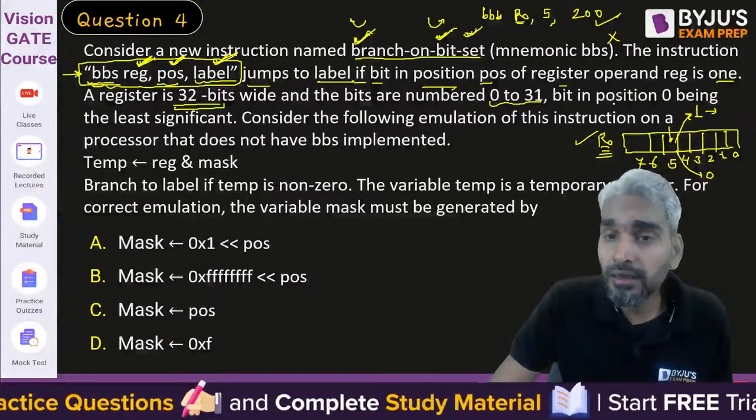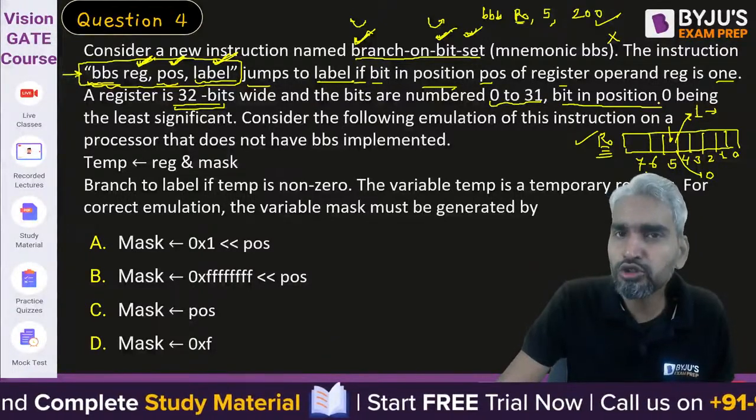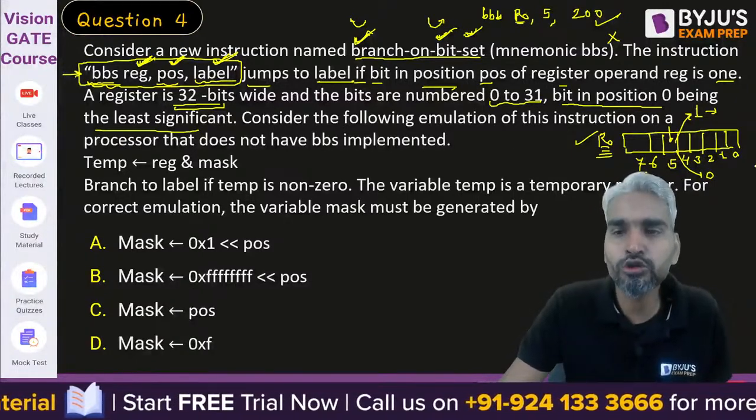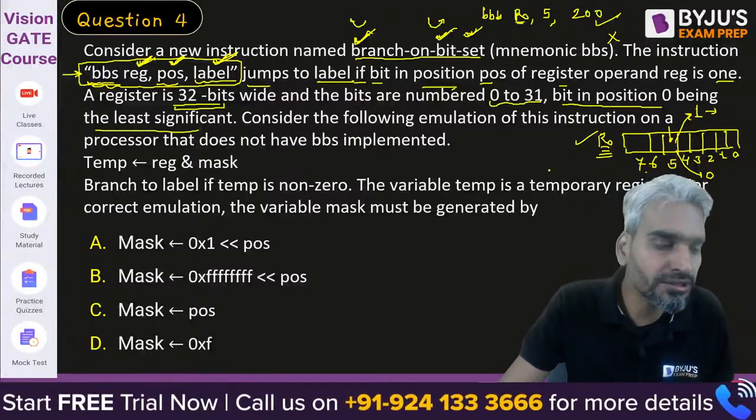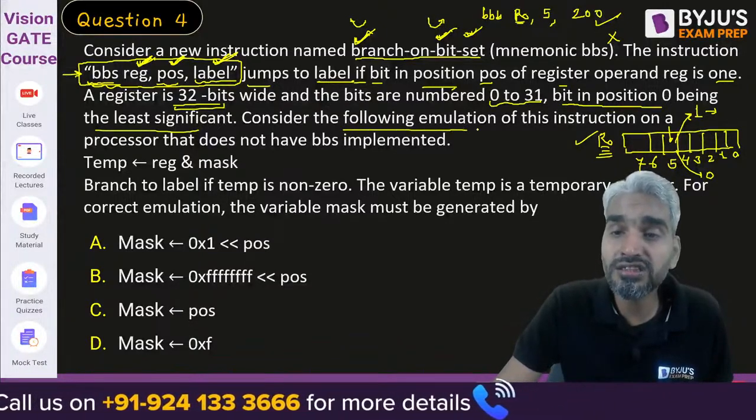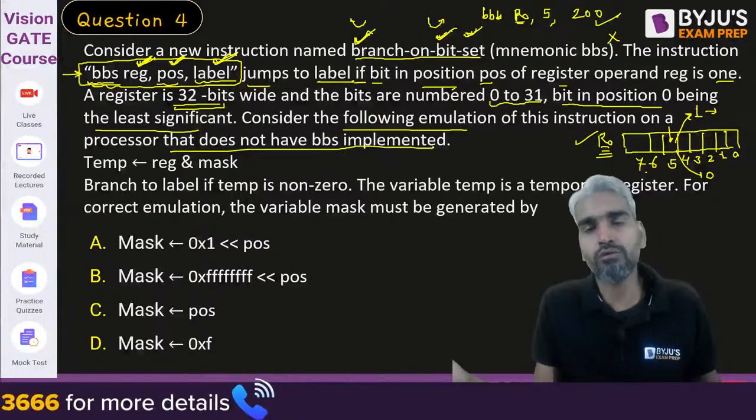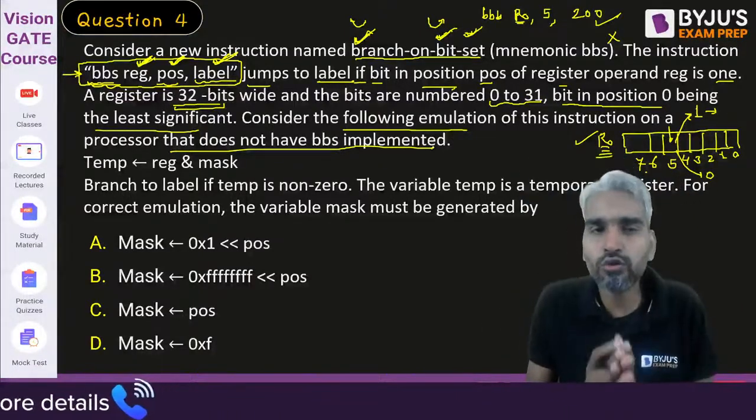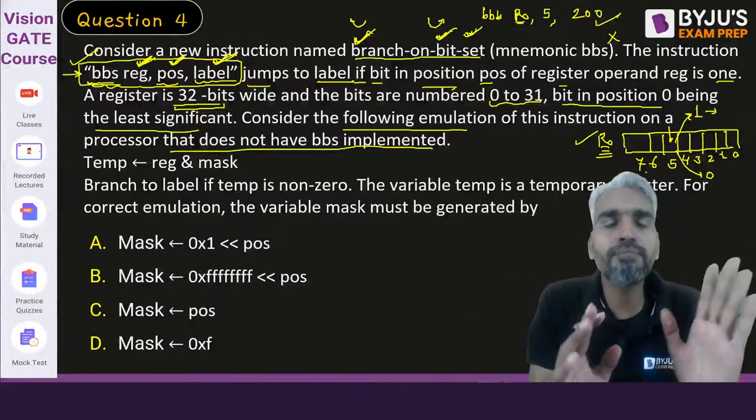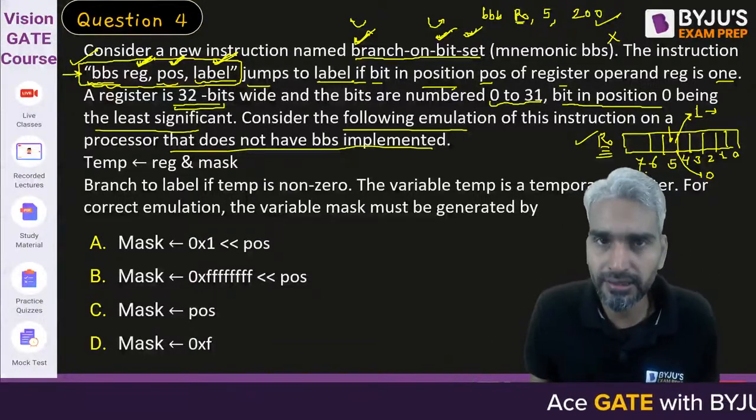Now, bit in position 0 being the least significant. Yes sir, we know that we generally define the positions from the least significant side towards the most significant side. Now consider the following evaluation of this instruction on a processor that does not have BBS implemented. What are they trying to do? They are trying to implement this instruction on a machine in which BBS is actually not implemented, right?